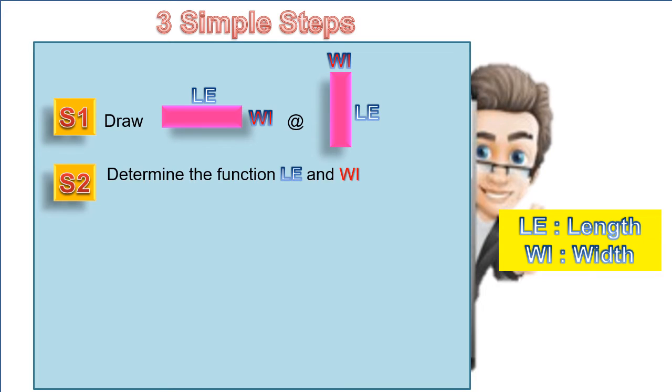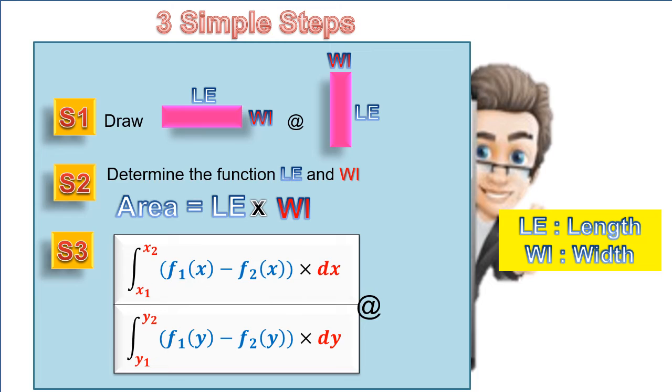Step 2, we determine the functions for length and width. We apply the formula of area, which is length times width. That will help us to write the formula of area by using the definite integral. So we have the length as this and the width as this, and also this is the length and this is the width. Let me introduce to you through the following examples.